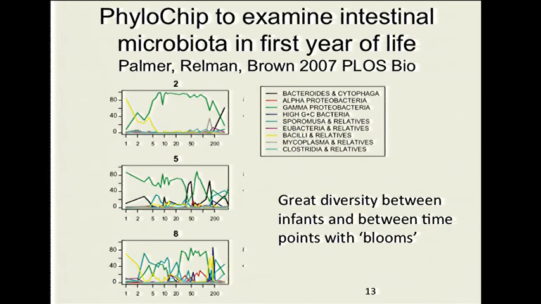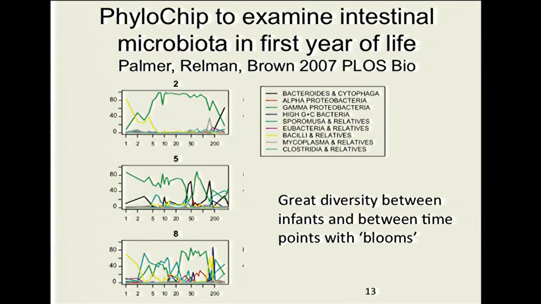So this is an example of PhyloChip, just to show you how this type of data can be used if this is the type of experiment you want to use. This was looking at the intestinal microbiota in the first year of life of children. On the x-axis is days, and on the y-axis is the percent of sequences in a relative abundance that belong to these classes of bacteria.